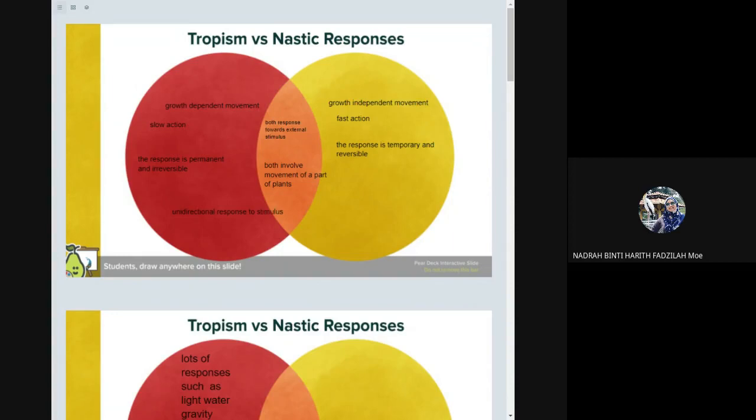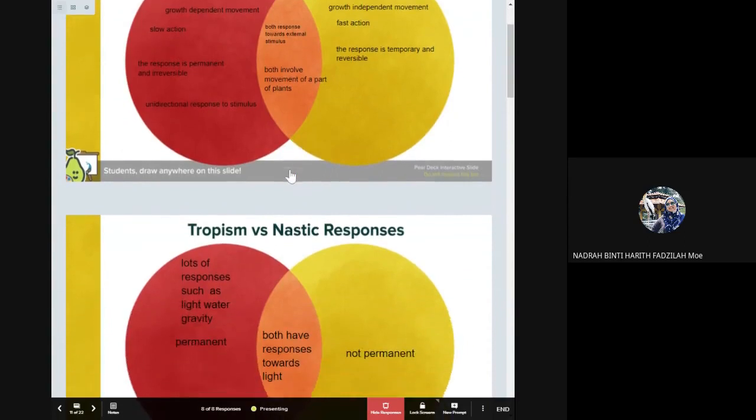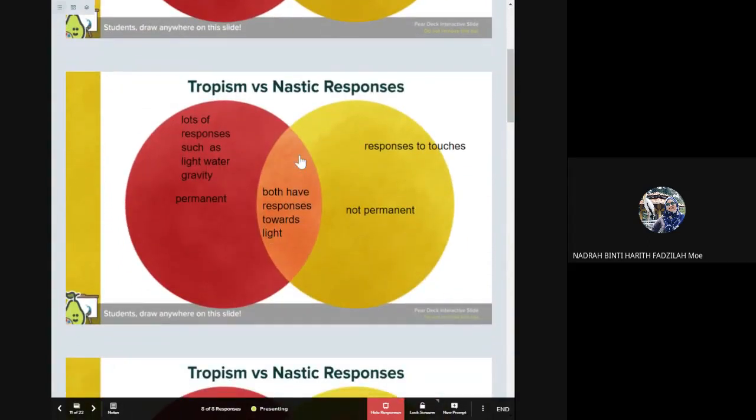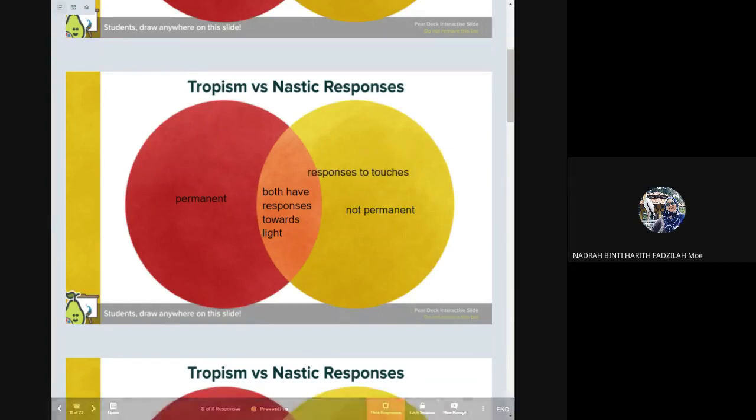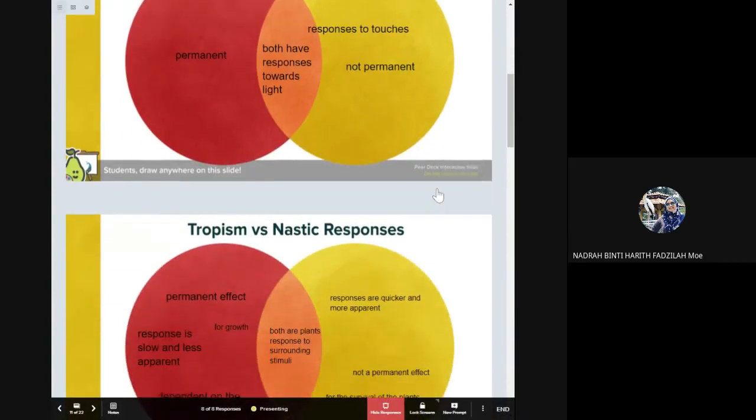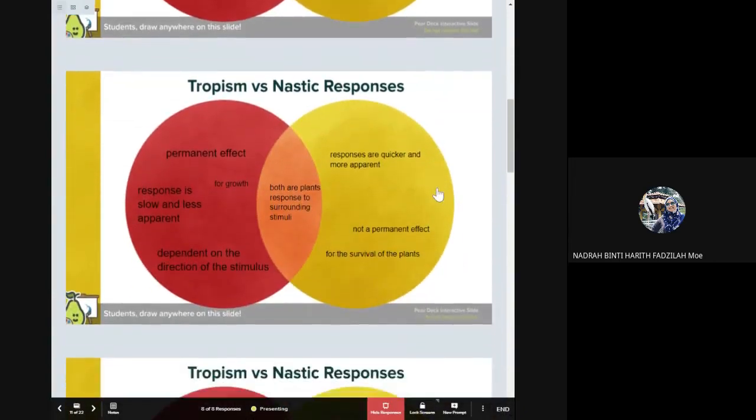Okay. Okay, Nurin ada satu lagi nak tulis tu. Saya tunggu dia habis dulu. Okay, the next one from Alisa. Permanent, not permanent. Both have responses towards light. Betul juga, both have responses towards light. Saya setuju. Teruskan. Okay, the next one is from Amani.